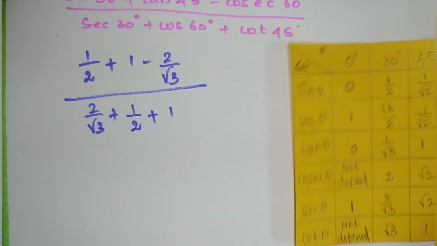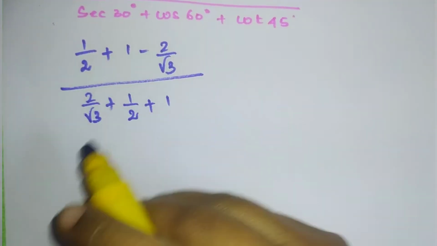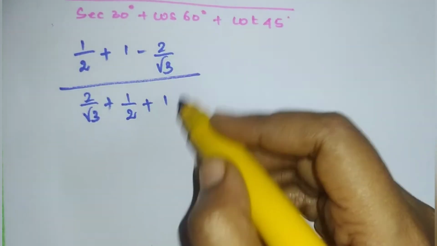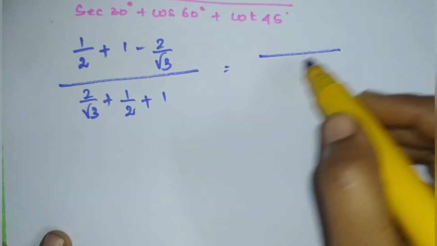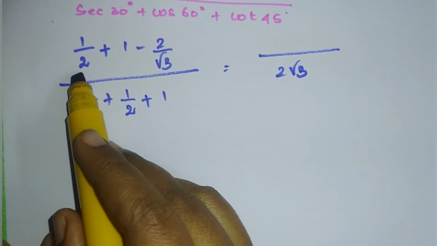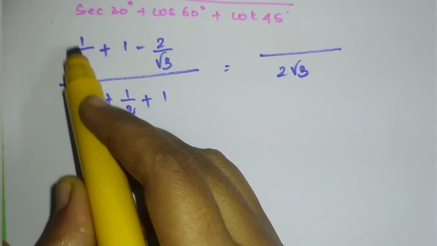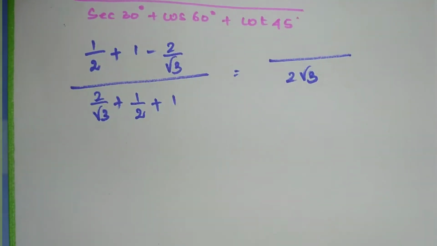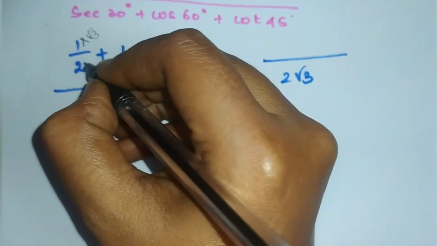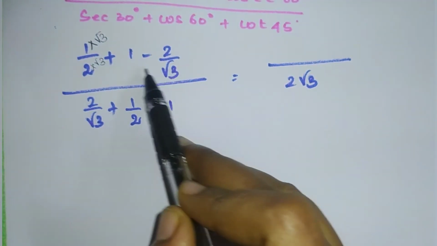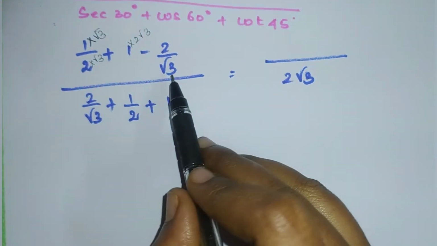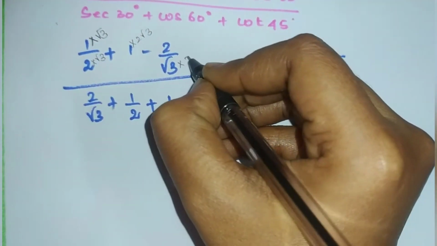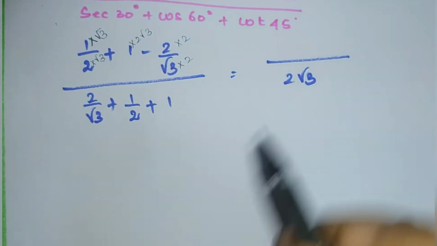First write all the trigonometric values, then simplify the numerator and then simplify the denominator. Take the LCM, that is 2 root 3. Here we don't have root 3, so we have to multiply by root 3 in the numerator as well as in the denominator. Root 3 into root 3. And here we don't have both, so we multiply by 2 root 3. Then here we don't have 2, so I'm going to multiply by 2. So the LCM will be 2 root 3.